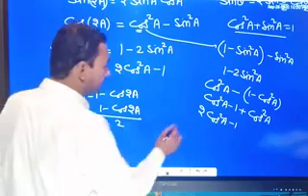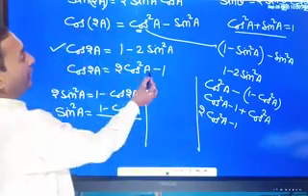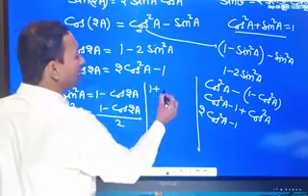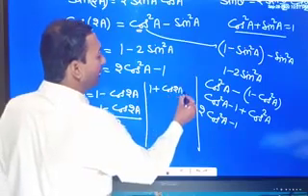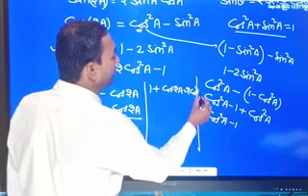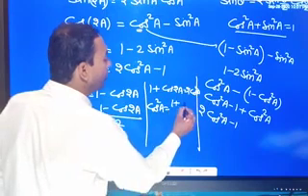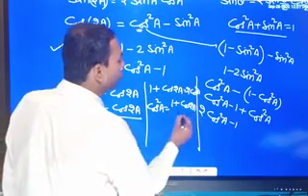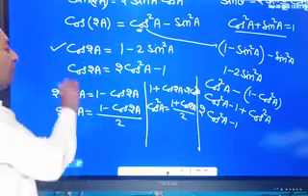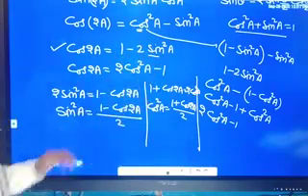Like that, if we take the value of cos square a, then sending this a to the left hand side, 1 plus cos 2a equals 2 cos square a. Then what is cos square a? Cos square a is 1 plus cos 2a divided by 2. By this formula we can find the value of sin square a and cos square a.